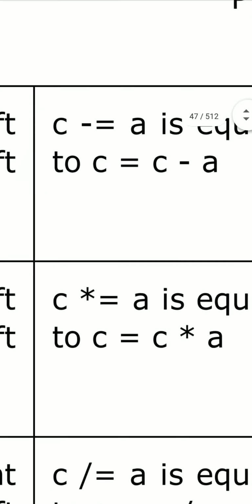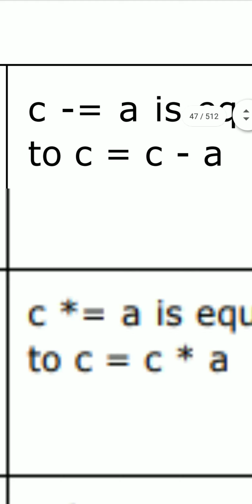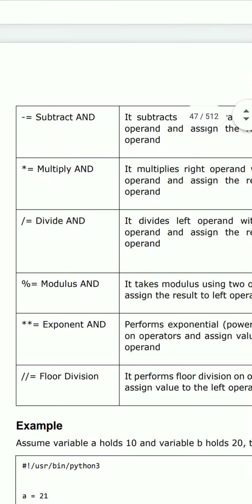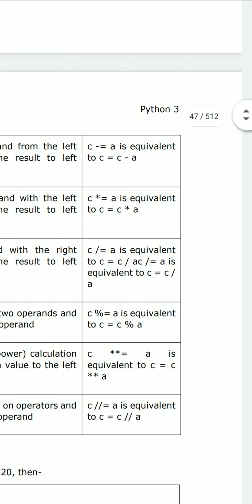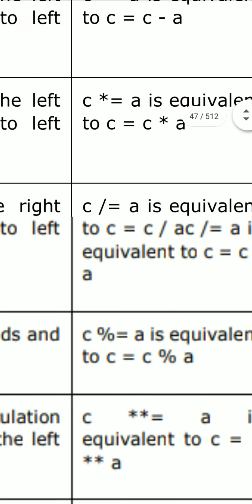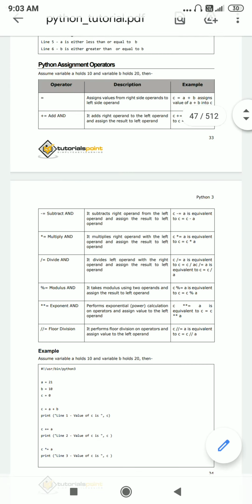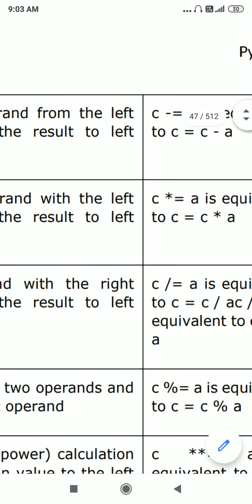That means we have subtraction performed on operands C and A, then the resultant value is stored into C. And next is multiply, where multiplication has to be performed between the two operands C and A, and the result is stored into C.